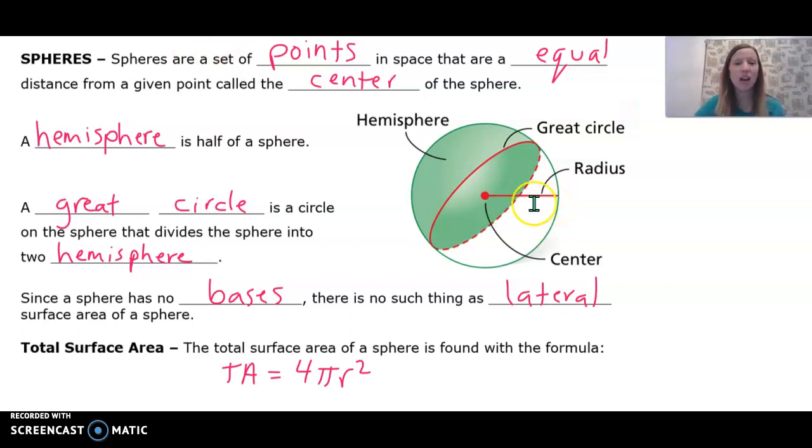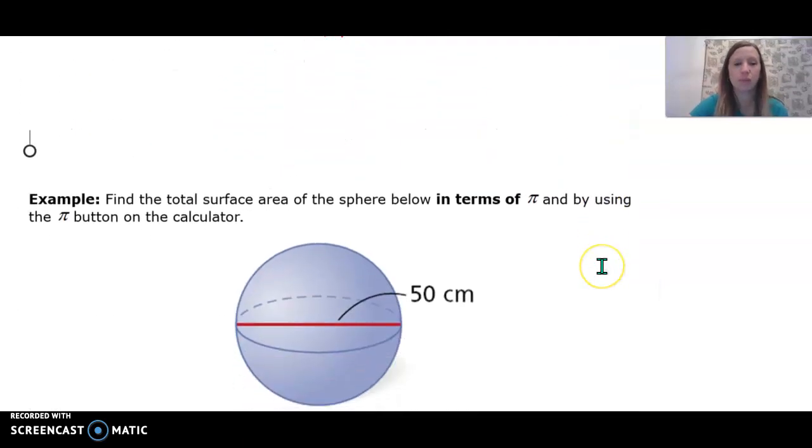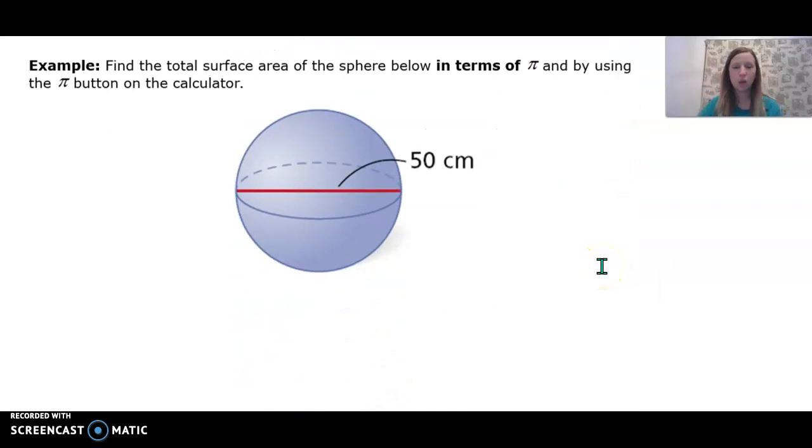Okay. So let's look at an example of finding the surface area of a sphere. Here it is. We're going to find it in terms of pi first, and then we're going to find out what it is as a decimal. So first, you should always write out your formula. It's really helpful to do that because otherwise you may plug in the wrong thing. You may get confused. So let's look at our formula again. The total surface area is 4 pi r squared.